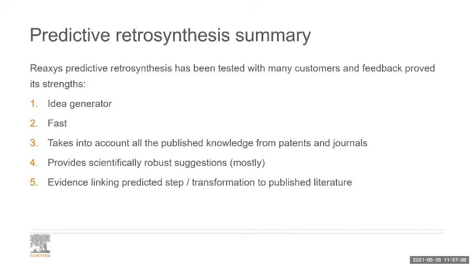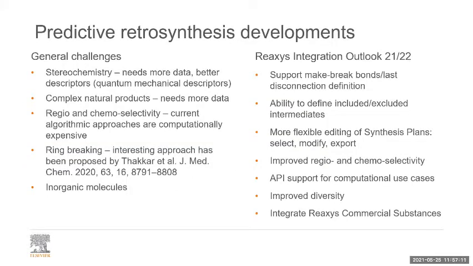In the field of predictive retrosynthesis, there are some general challenges that everyone is dealing with. Stereochemistry, we hear this quite often, but can it handle stereochemistry? At the moment, it cannot. None of the tools can. We need more data on stereo-specific reactions and better descriptors. Complex natural products, there are not many full synthesis routes published, so it definitely requires more data.